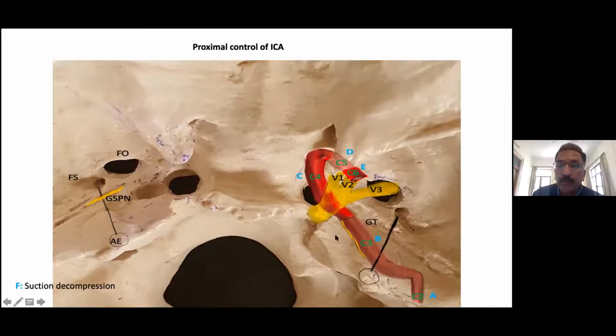And finally, you can also do a suction decompression, in which your endovascular colleague puts a balloon into the lumen of the ICA. As soon as you reach the aneurysm and start dissecting it, he inflates the balloon within the lumen of the ICA and sucks out all the blood through the aneurysm. That really gives you access to a non-turgid aneurysm. This is known as suction decompression, which can also be done.